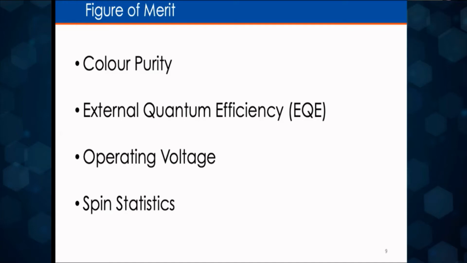Of course, external quantum efficiency, the energy output you get from the devices, is very, very critical. Operating voltage: you want the LEDs to operate at as low a voltage as possible. You do not want something that turns on at a very high voltage. And spin statistics is a little bit of a technical term. Those who are experts in the field know what spin statistics is, which I will talk about a little bit as I advance in my talk. But this spin statistics issue is another major problem in this field.